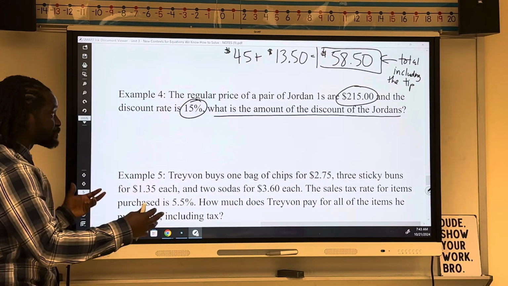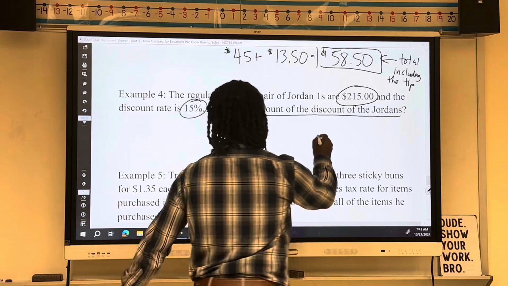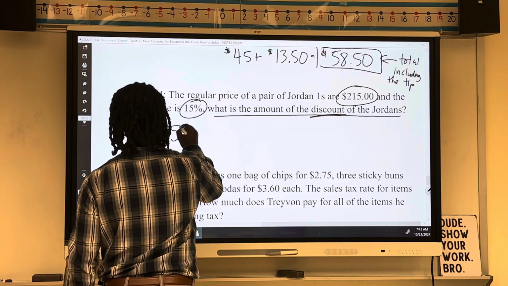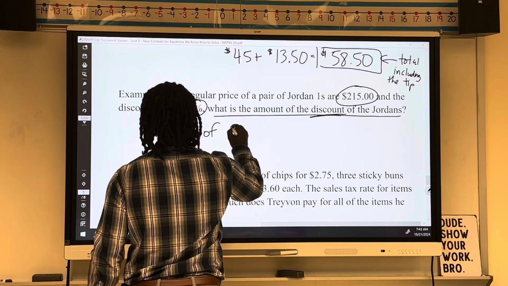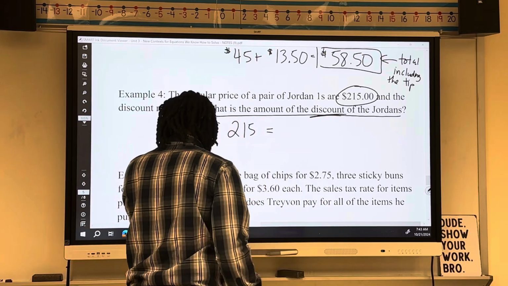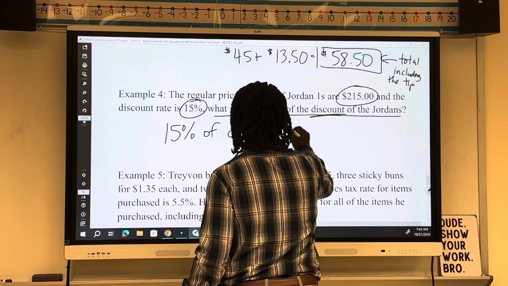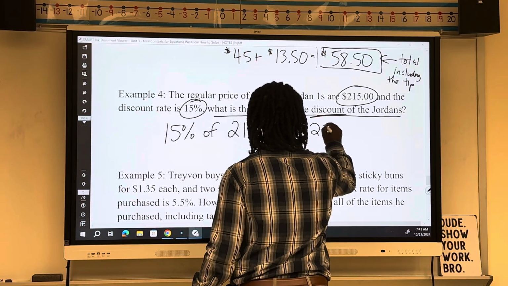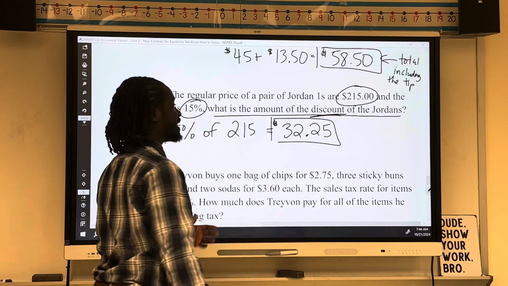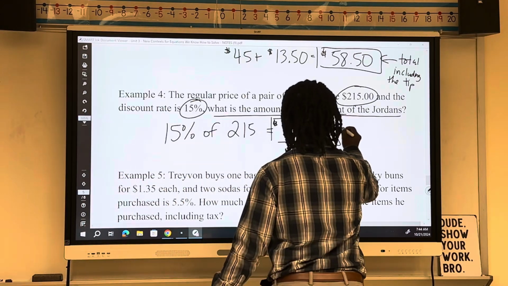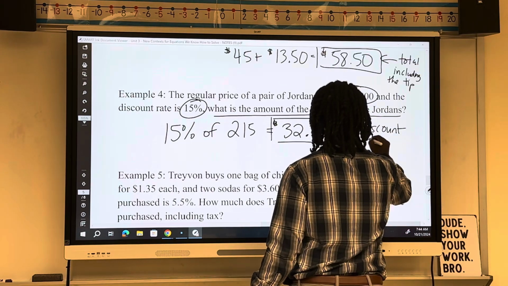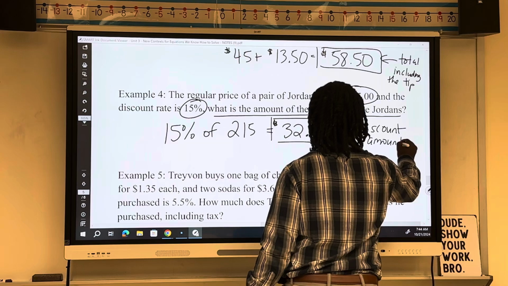Okay, so in this problem, I'm just looking for the discount amount. Okay, just looking for the discount. All right, so I'm gonna take the 15% of the $215. All right, and then when I multiply that, that's gonna give me $32.25, and that right there is the discount amount. Again, that's the amount of the discount.